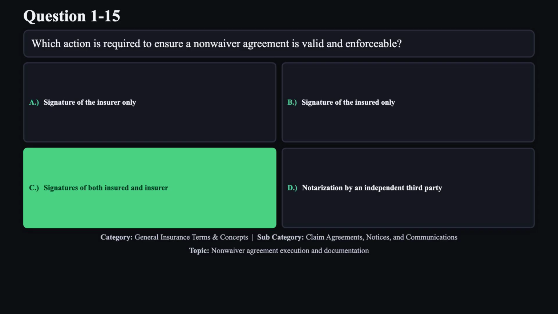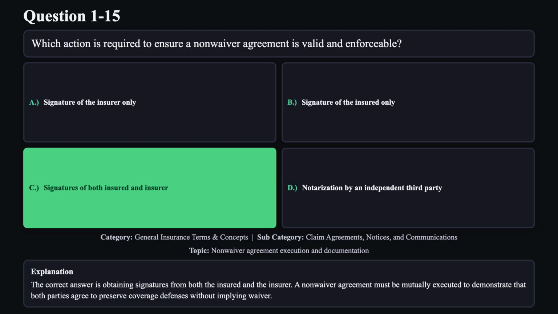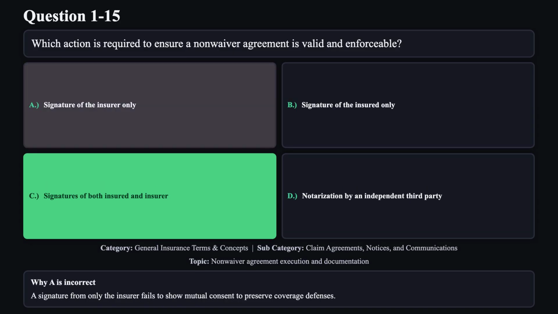The correct answer is C. The correct answer is obtaining signatures from both the insured and the insurer. A non-waiver agreement must be mutually executed to demonstrate that both parties agree to preserve coverage defenses without implying waiver. Reason A is not correct. A signature from only the insurer fails to show mutual consent to preserve coverage defenses.